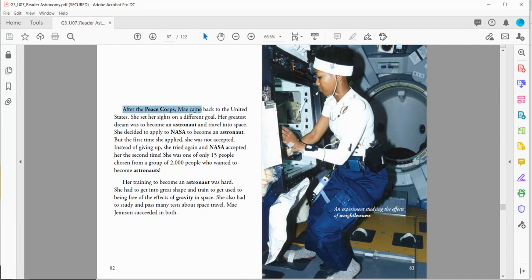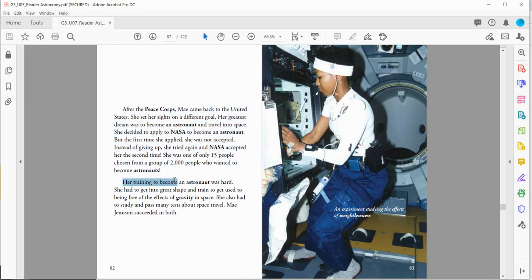After the Peace Corps, Mae came back to the United States. She set her sights on a different goal. Her greatest dream was to become an astronaut and travel into space. She decided to apply to NASA to become an astronaut. But the first time she applied, she was not accepted. Instead of giving up, she tried again, and NASA accepted her the second time. She was one of only 15 people chosen from a group of 2,000 people who wanted to become astronauts.